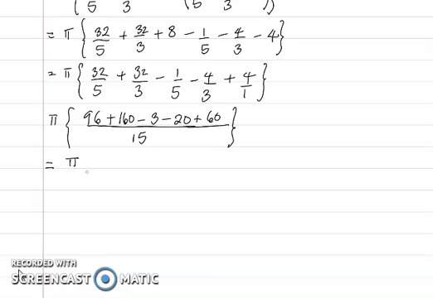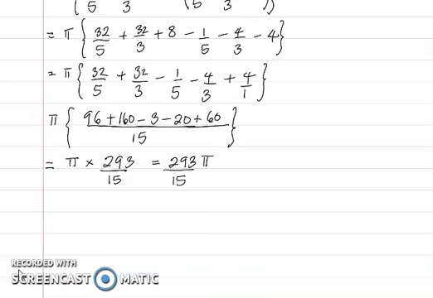Alright, and so we can work this out to be pi multiplied by 293 over 15. And so this answer becomes 293 pi over 15.